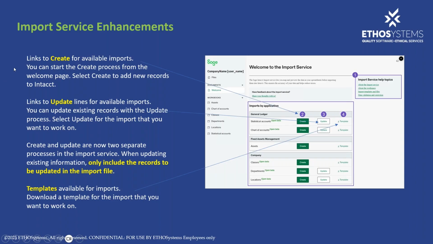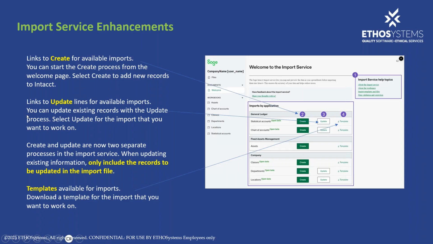You can start the create process from the welcome page and then select create to add new records to Intacct. The links to the update lines for available imports. You can update existing records with the update process.